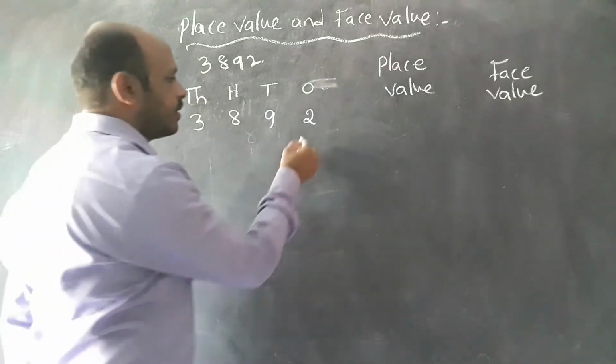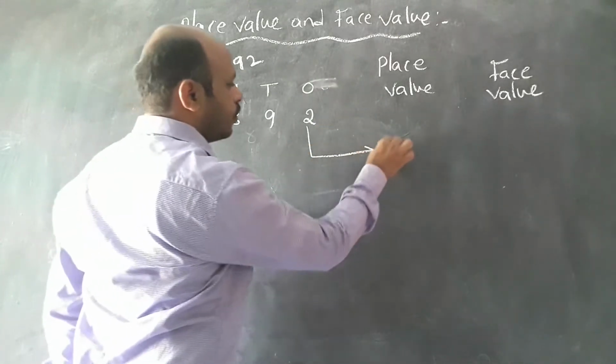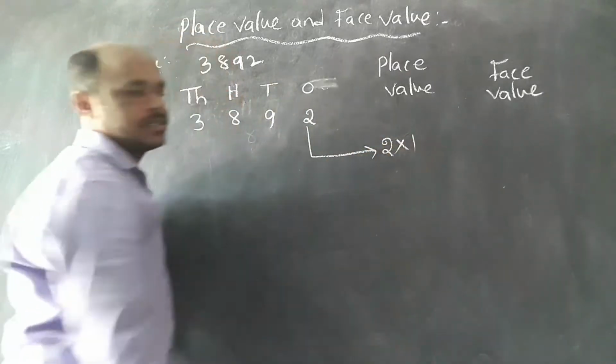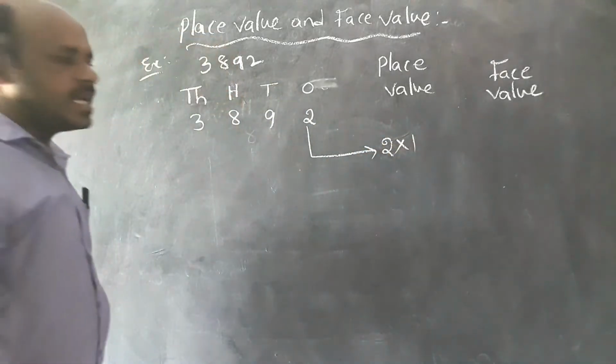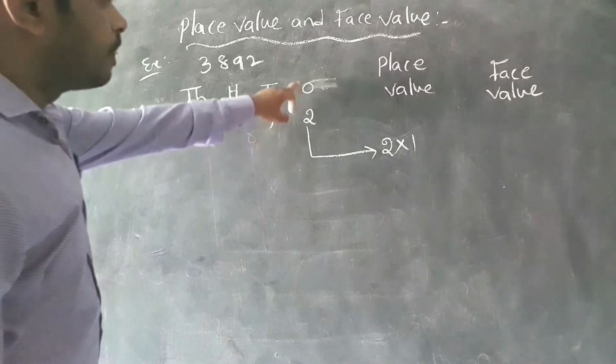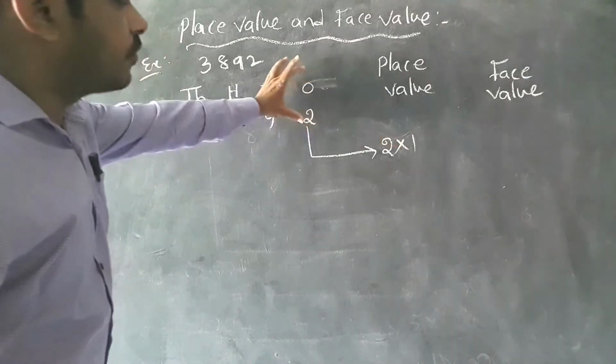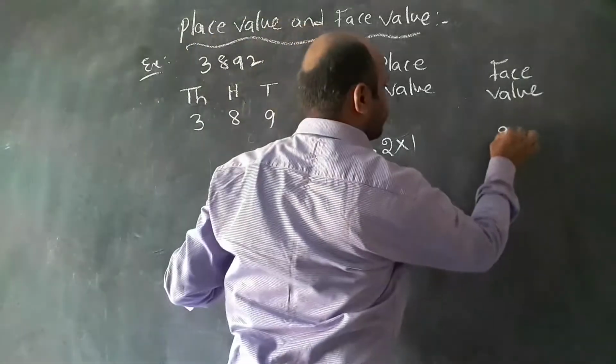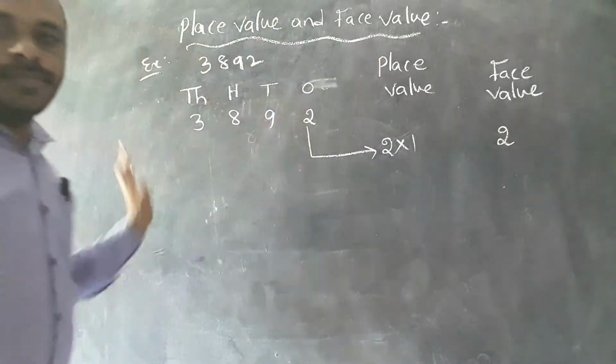First, 2: which place is it in? The ones place. Then 2 into 1. Next, what I told: face value means we have to write the number itself. Which number is there? 2. 2 is the face value of the first number.